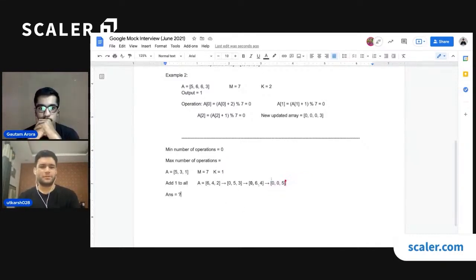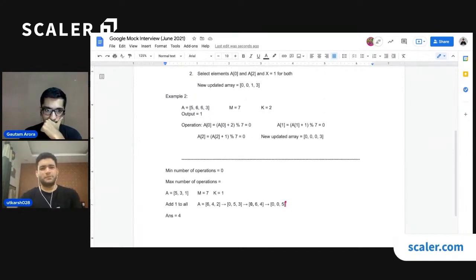In this case, they took how many operations? 3 or 4? We took 4 operations. But it's greater than the array size. Yeah, it's greater. So, you remember you mentioned that if we make every element 0, then we can get our answer. That's a totally good observation.